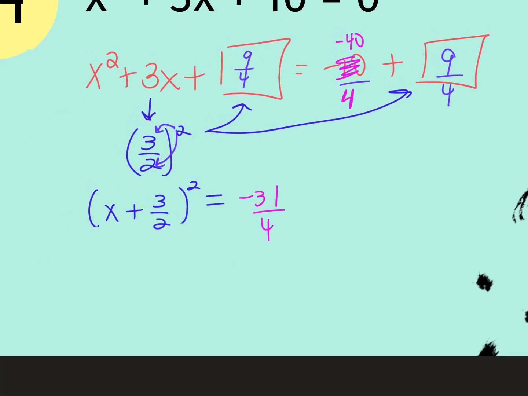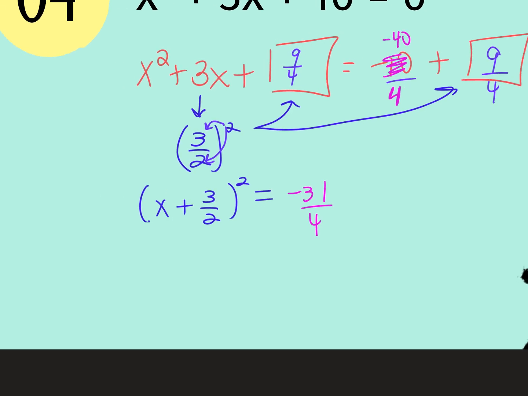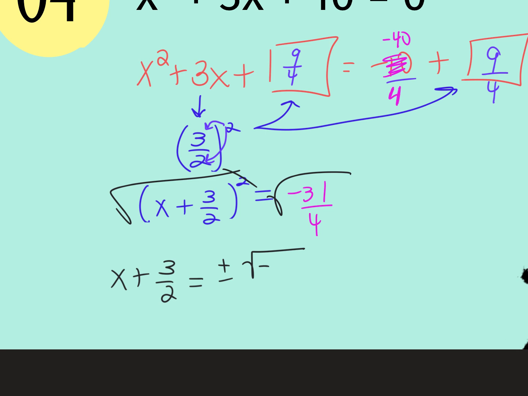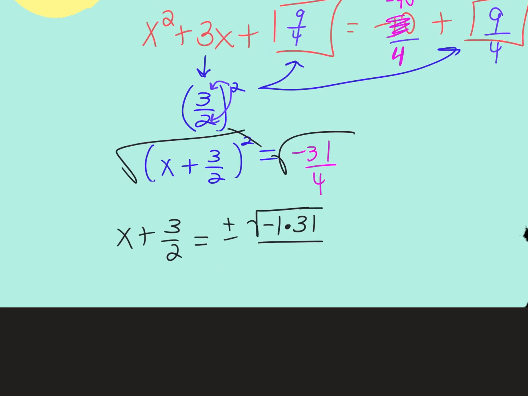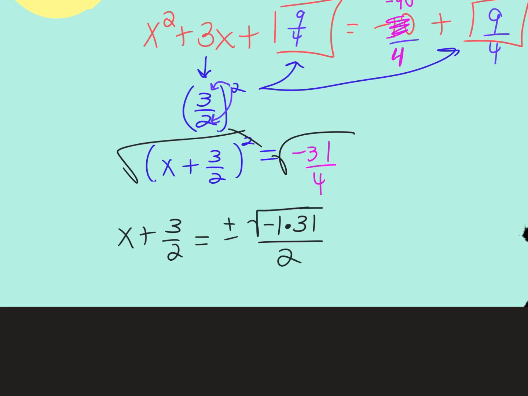I have a binomial squared equal to a number. What do I do to both sides? Take the square root. Perfect. When I take the square root, this will cancel here. So I have x plus 3 over 2 equals, what goes in front of my square root? Plus or minus. I'm going to rewrite this as negative 1 times 31 underneath. And guys, do you know the square root of 4? Perfect. All right, one more step.